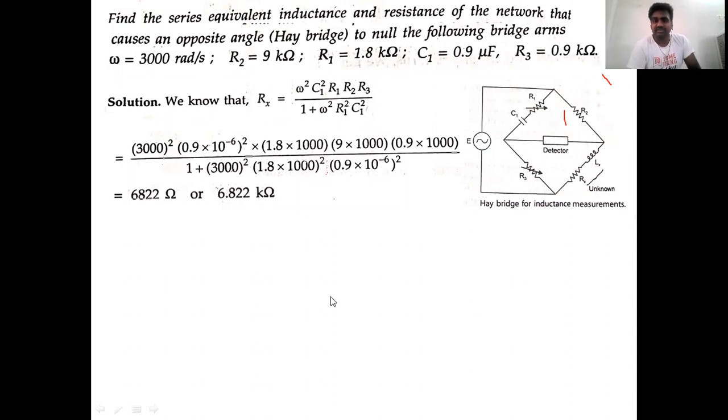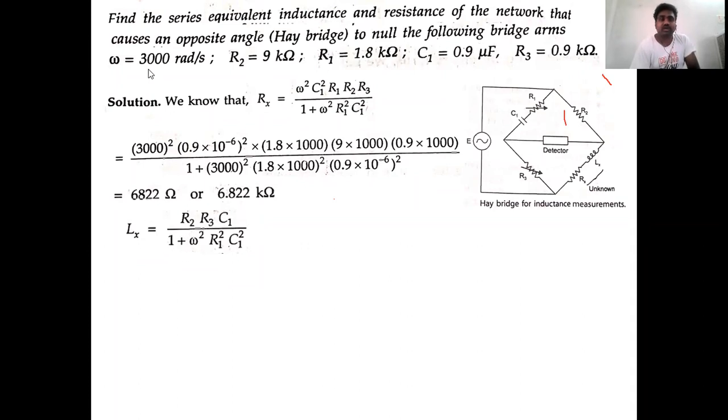If we calculate the unknown inductance value L suffix x, what is the formula of inductance value? L suffix x is equal to R2 R3 into C1 divided by 1 plus omega square R1 square into C1 square. Okay. So what is the value of R2? R2 is nothing but 9 kilo ohm. What is the value of R3? R3 is nothing but 0.9 kilo ohm. What is the value of C1? C1 is nothing but 0.9 microfarad, divided by 1 plus omega.